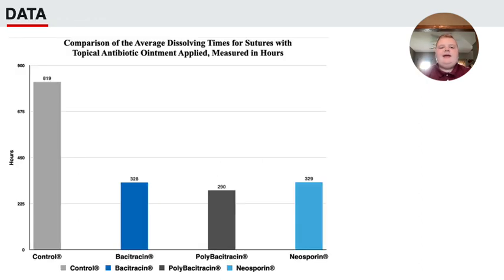As you can see here in my average graph, the comparison of average dissolving times for sutures with topical antibiotic ointment applied, measured in hours. You can see my control, which is 819 hours, is light gray. My bacitracin, which is 328 hours, is blue, and my polybacitracin, which is 290 hours, is dark gray. And my Neosporin, which is 329 hours, is light blue.